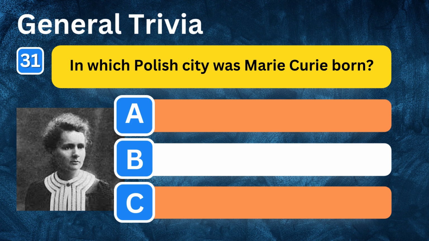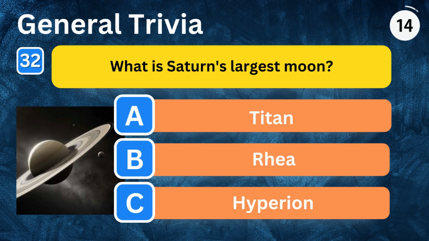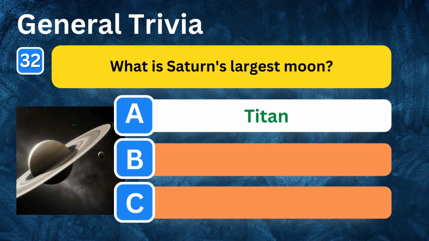Question number 32. What is Saturn's largest moon? Is it Titan? Is it Rhea? Or Hyperion? And the answer is Titan.